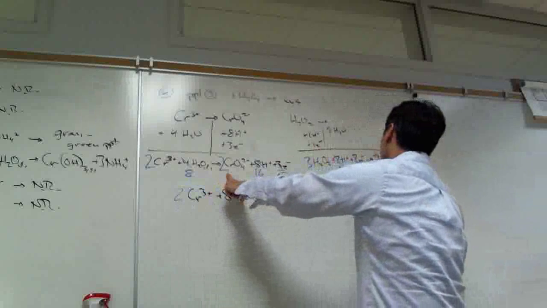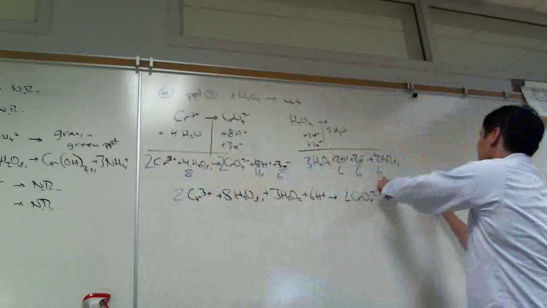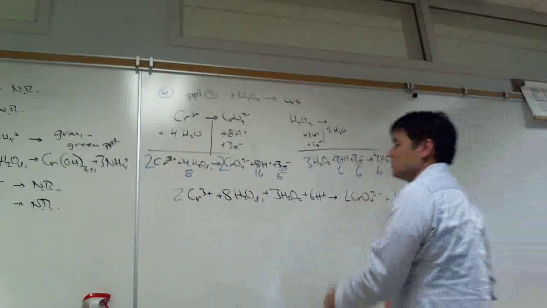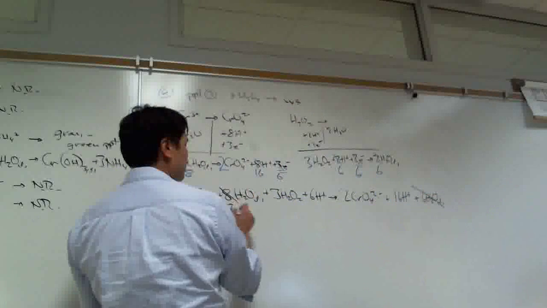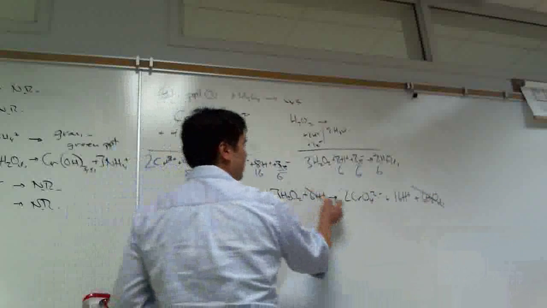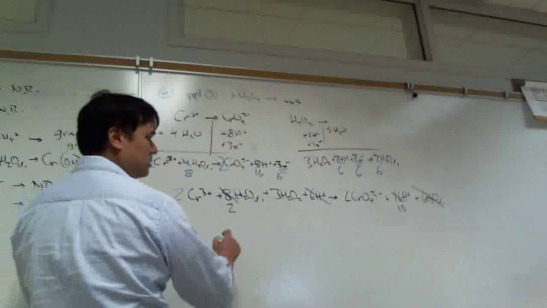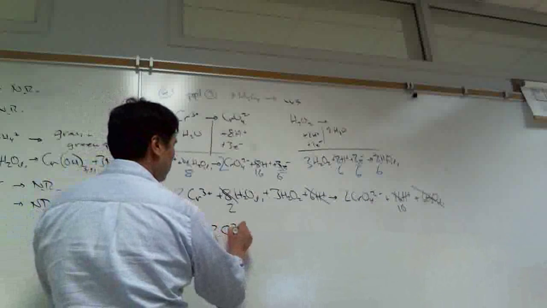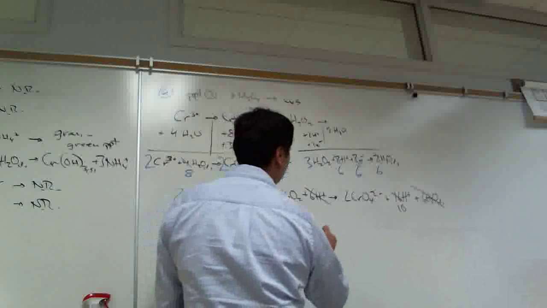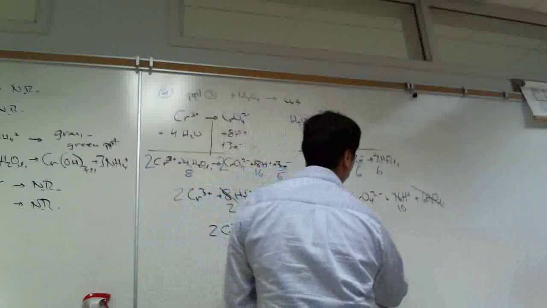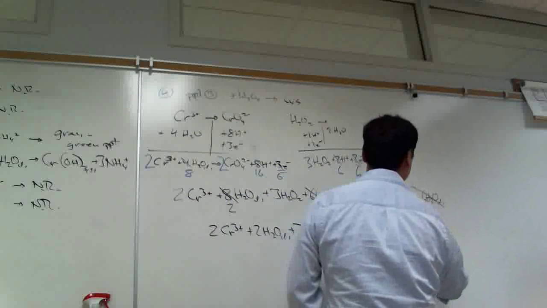This is going to go to 2 chromates plus 16 H plus plus 6 H2O liquid. All right, let's simplify this here. 6 H2O liquids will cancel out 6 of these, leaving us 2. And then I have 6 H pluses. That'll give me 10 H plus over here. So let's clean this up. This is going to give me 2 chromium 3s plus 2 waters plus 3 hydrogen peroxide yields 2 chromates plus 10 H plus. Actually, that's it.